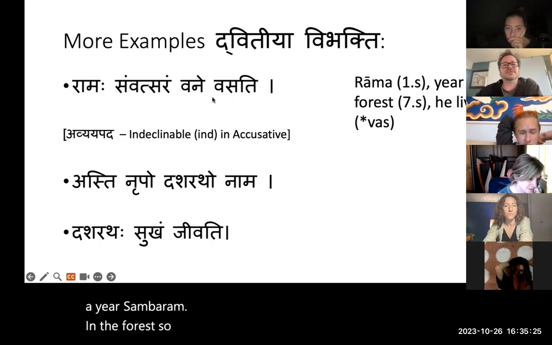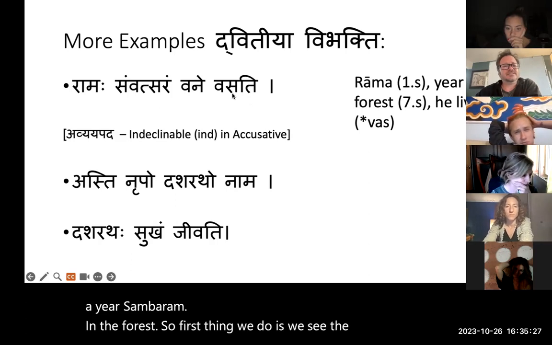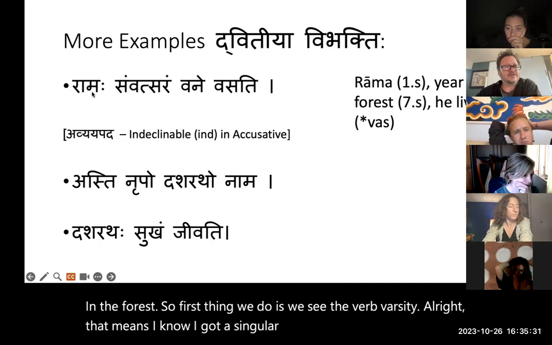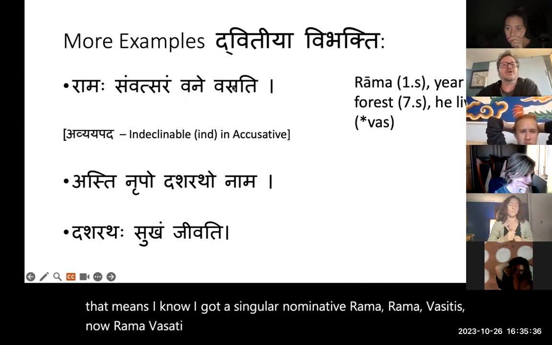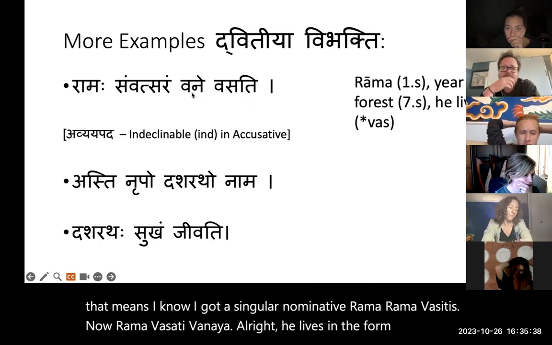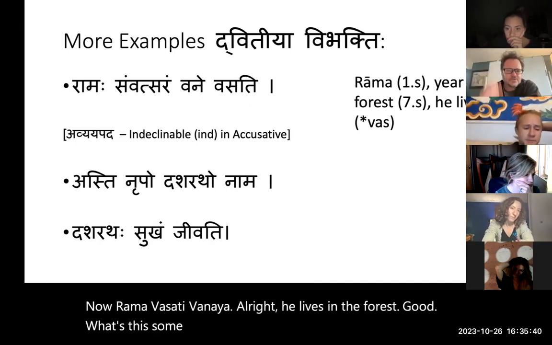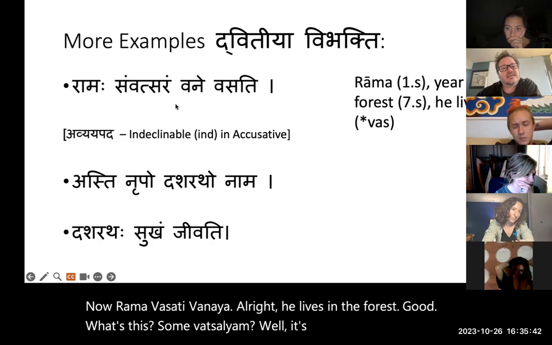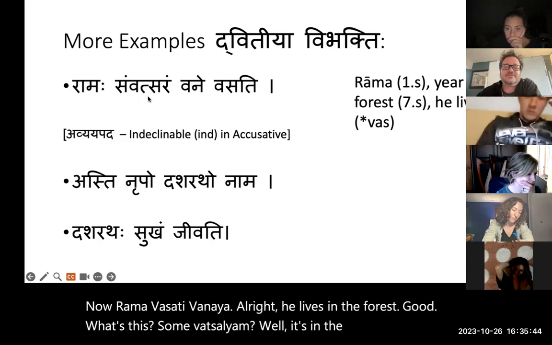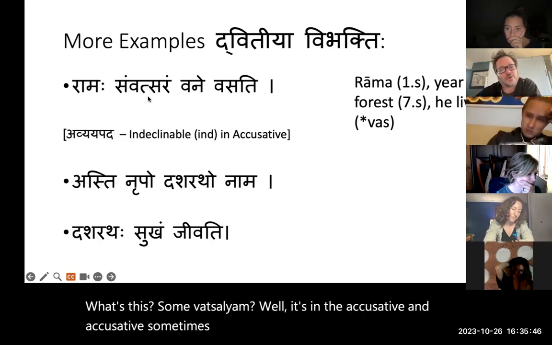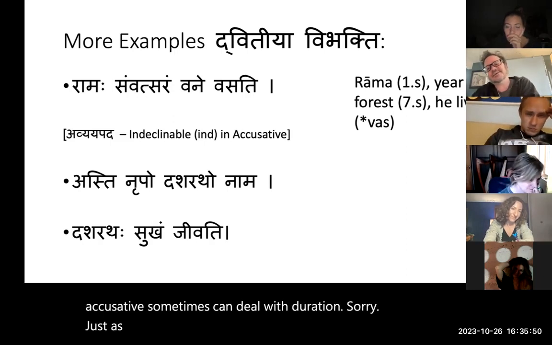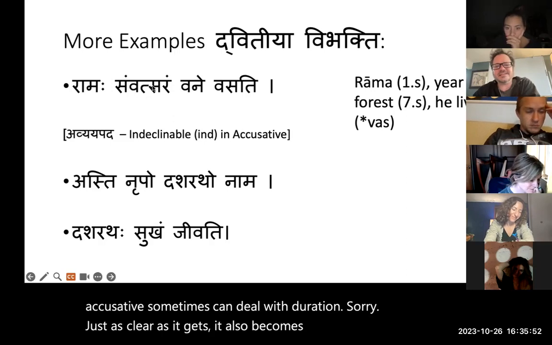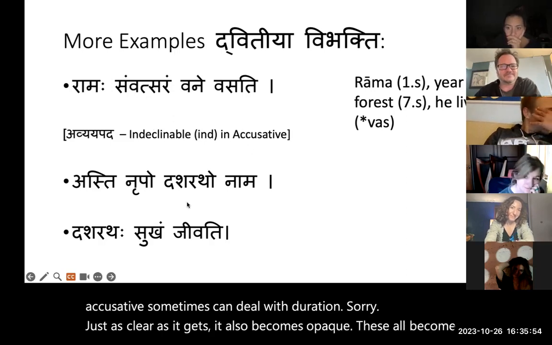So first thing we do is we see the verb. Vasati. All right, that means I know I got a singular nominative. Rāma. Rāma vasati vane. All right, he lives in the forest. Good. What's this saṃvatsaram? Well, it's in the accusative, and accusative sometimes can deal with duration. These all become comfortable in time.